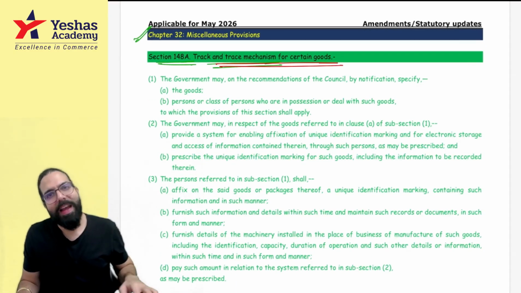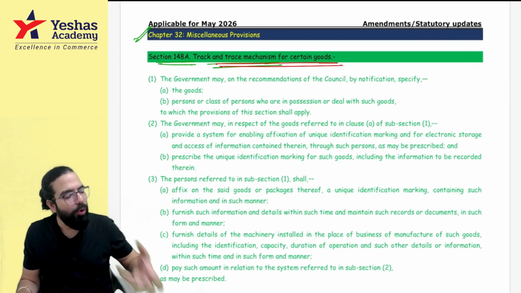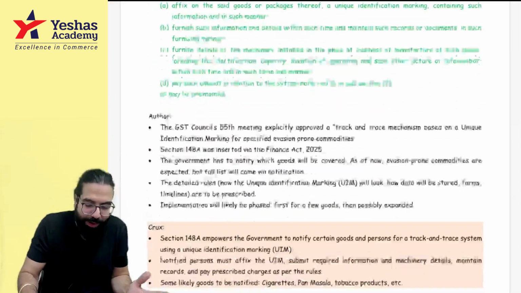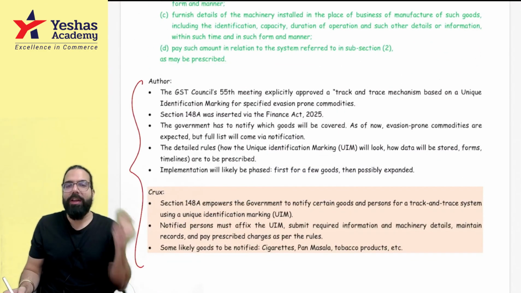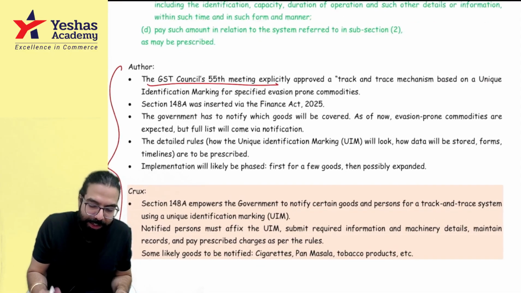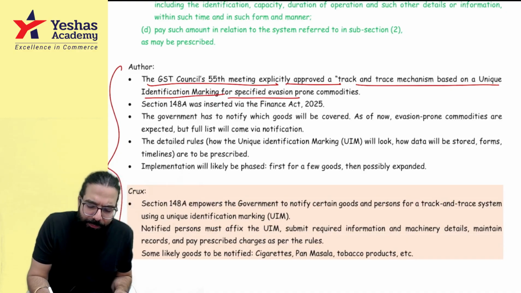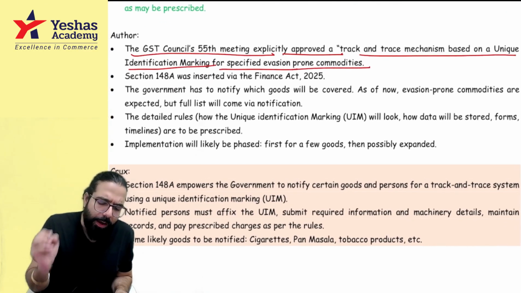But the rules for the track and trace mechanism are yet to be notified, the goods are yet to be notified, so everything is yet to be notified. So you can just read the summary and go over here. The GST Council in the 55th meeting explicitly approved a track and trace mechanism on unique identification mark for specified evasion prone commodities.